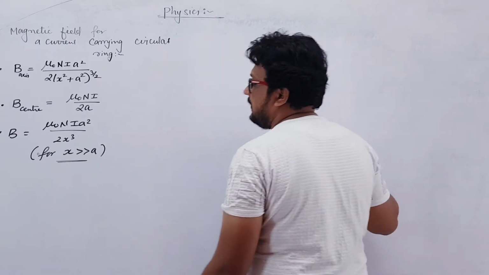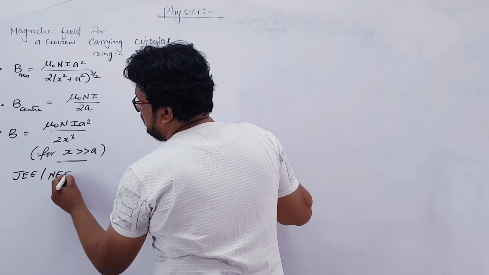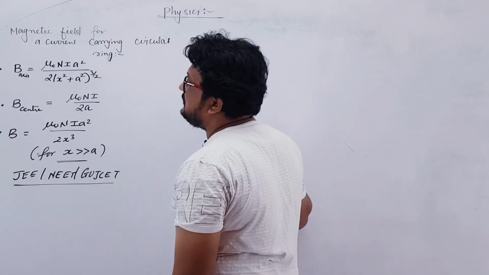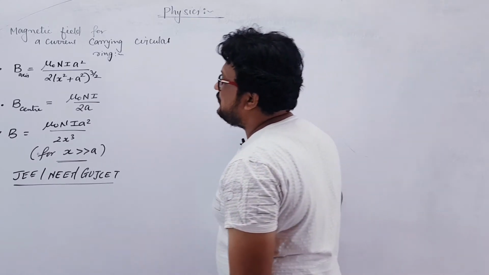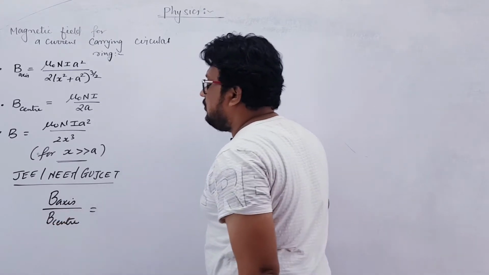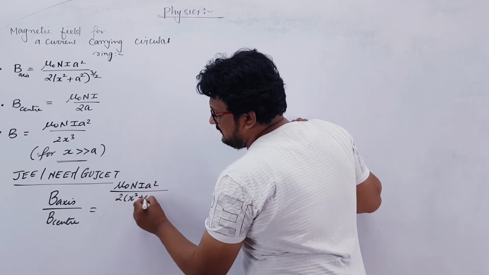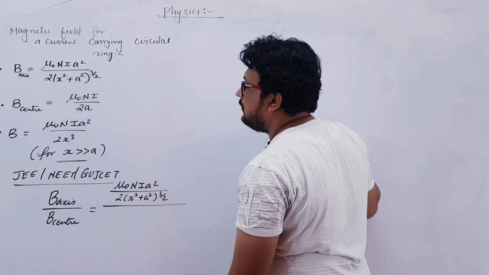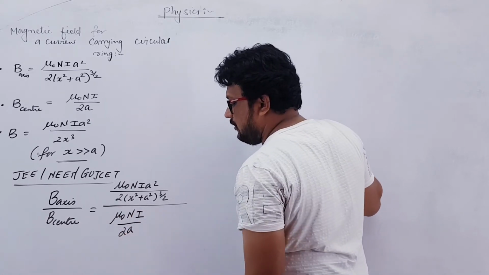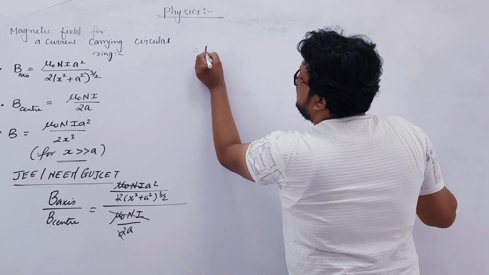Now one more important concept related to entrance exam, let us say this is for JEE, NEET or good set. Suppose we will take ratio of B of axis to B of center. Let us take ratio of B of axis to that of B of center. So that will be equal to, now B of axis is mu naught Ni a square over 2 x square plus a square raised to 3 by 2 whole over mu naught Ni over 2a. So you can see that mu naught Ni will get cancelled out, 2 and 2 will get cancelled out.